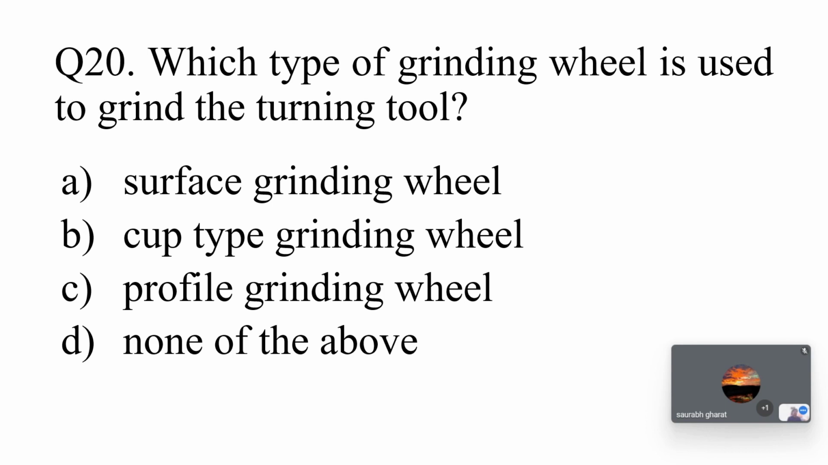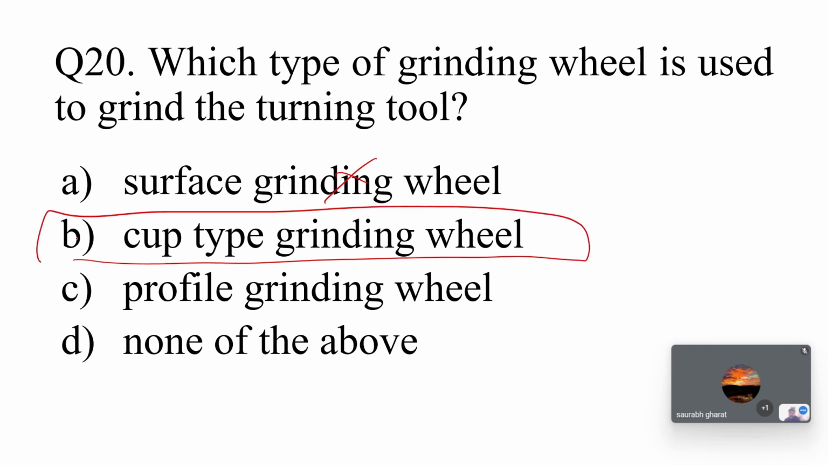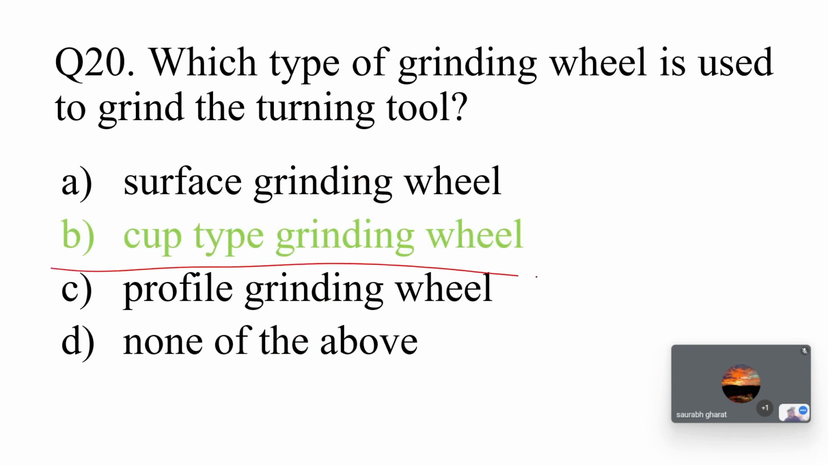Okay, so which type of grinding wheel is used to grind the turning tool? Surface grinding wheel is wrong. The cup type grinding wheel is the only correct option. You will know this from the slides. The profile type is different, it is actually a thin wheel, and none of the above is wrong also. So only the cup type grinding wheel is the correct answer.